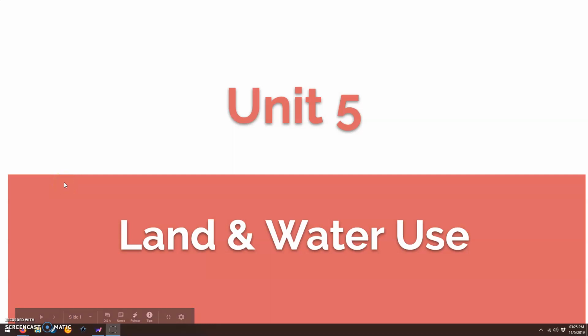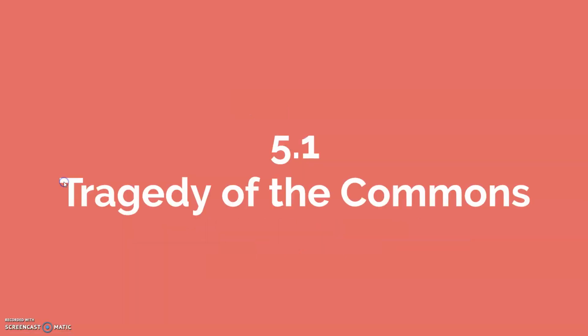Okay, in Unit 5, we're going to move on to land and water use. This is a pretty big unit. It has about 17 sections total, but it takes us about a month, so don't worry about having to squeeze it all in just a couple of weeks. First, we're going to talk about Tragedy of the Commons, which we already touched on today with the M&M Lab.